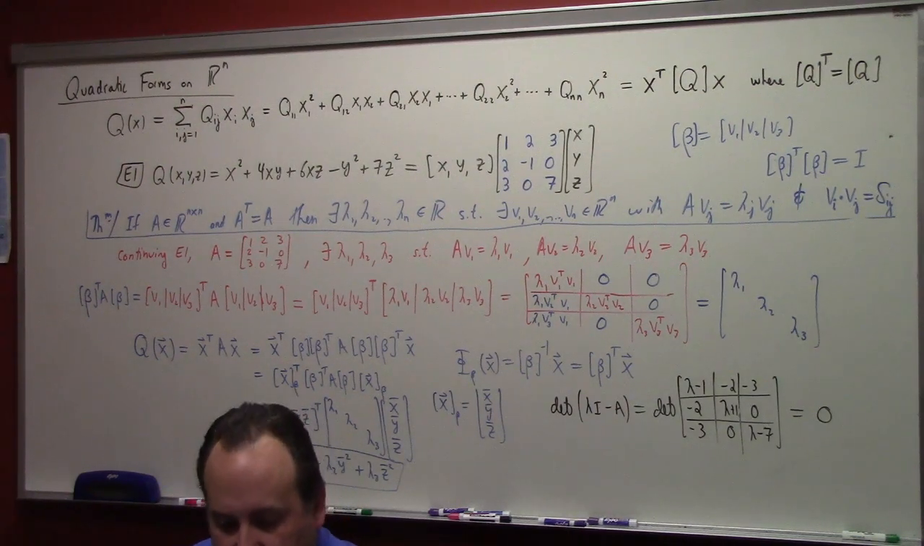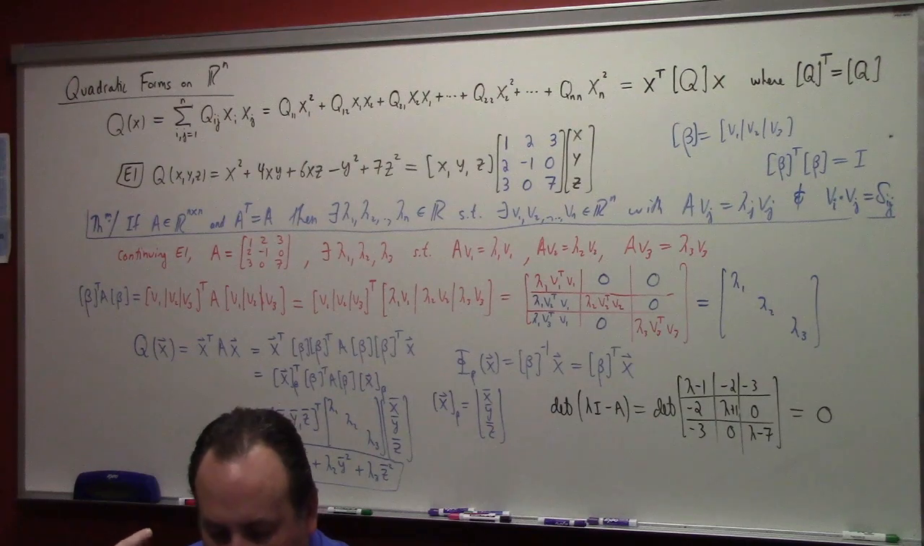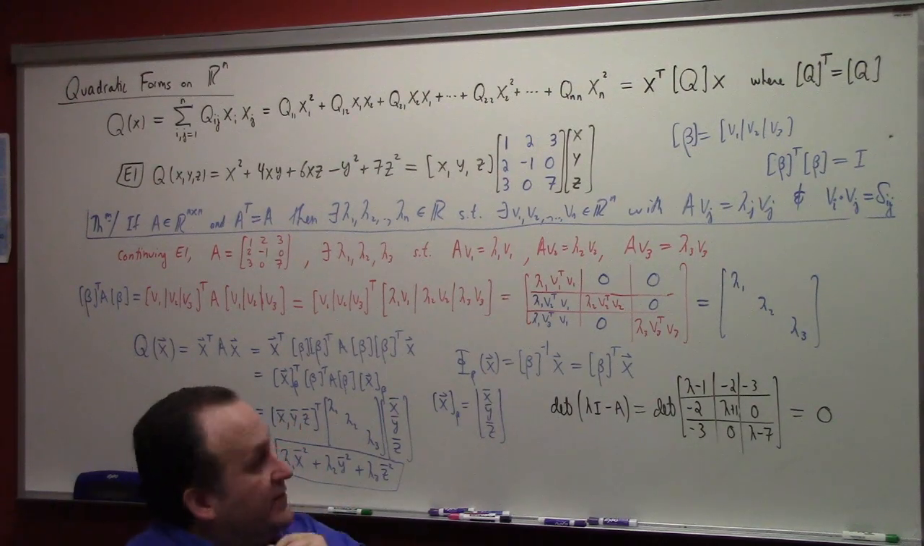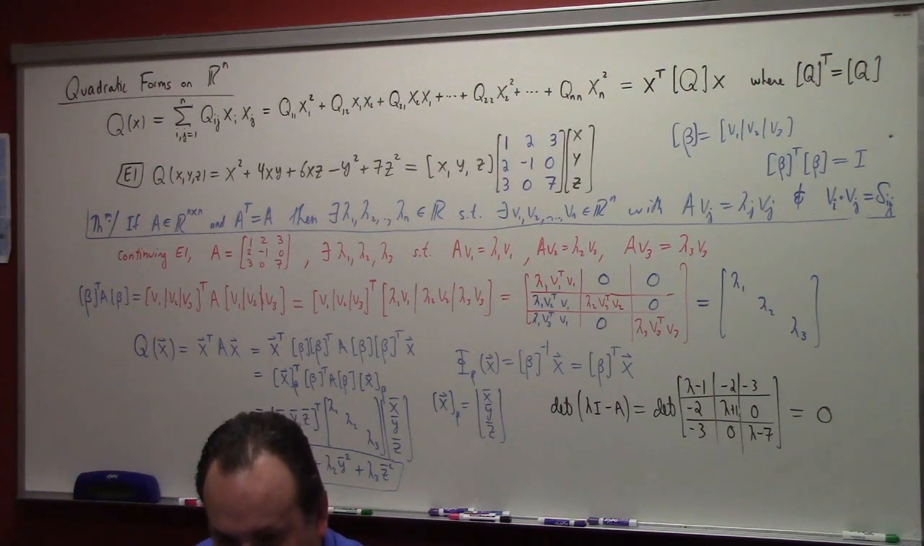Now tell me the matrix. Can you read the top row for A for me? Yes, for A. 1, 2, 3. Sorry, do you mean the example? Yeah, example: 1, 2, 3. 2, minus 1, 0. 3, 0, 7.